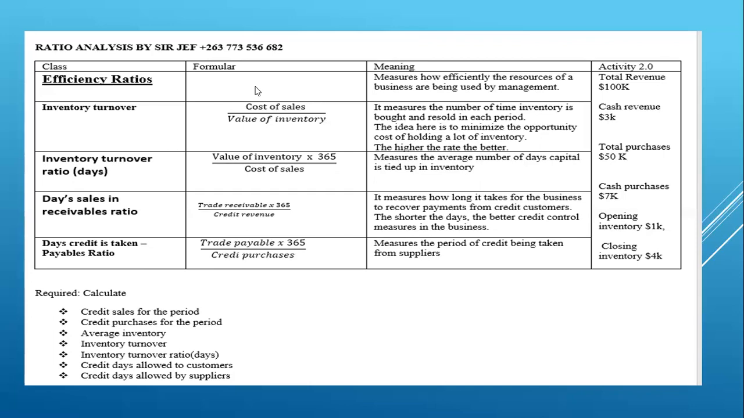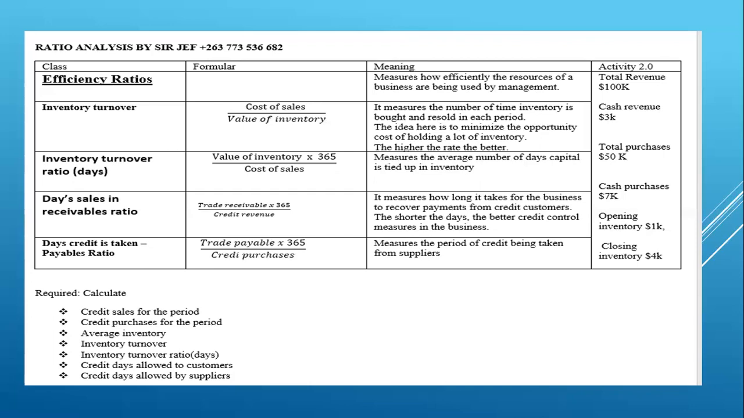Okay. Then we have what we call inventory turnover ratio in days. This is calculated as follows. It's value of inventory over cost of sales. You multiply by 365 days. So your answer will be in days. It measures the average number of days capital is tied up in inventory. So it means we are measuring the average number of days capital is tied up in what? Inventory. So the lower the figure, the better, okay, in this case.